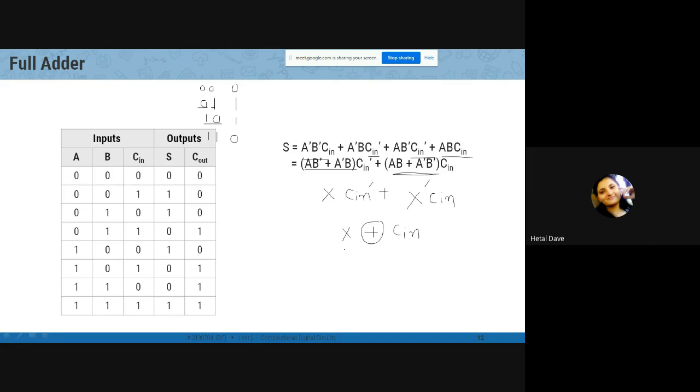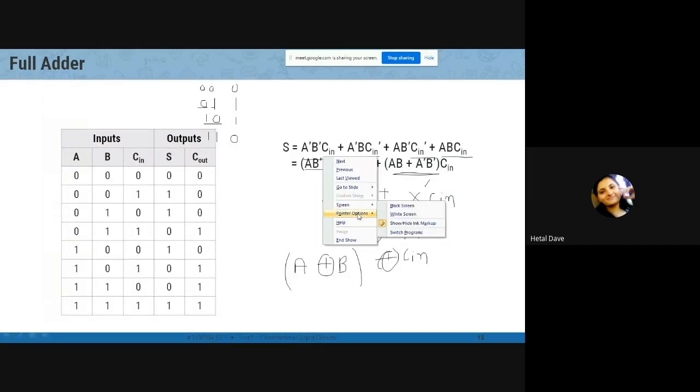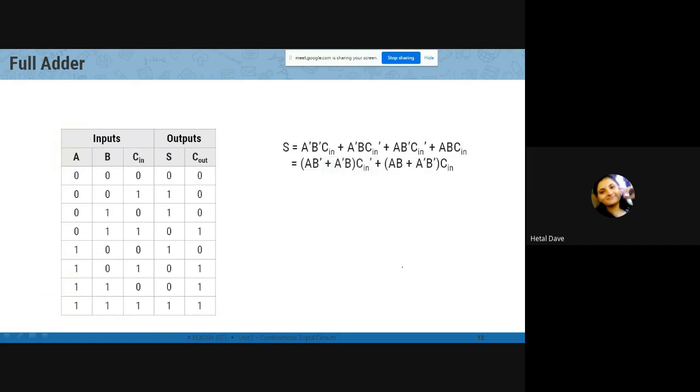So now replace this X with its equivalent value, what we have considered. We have considered X is equal to A XOR B. And again here it is A XOR C in. So our final equation is A XOR B XOR C in.